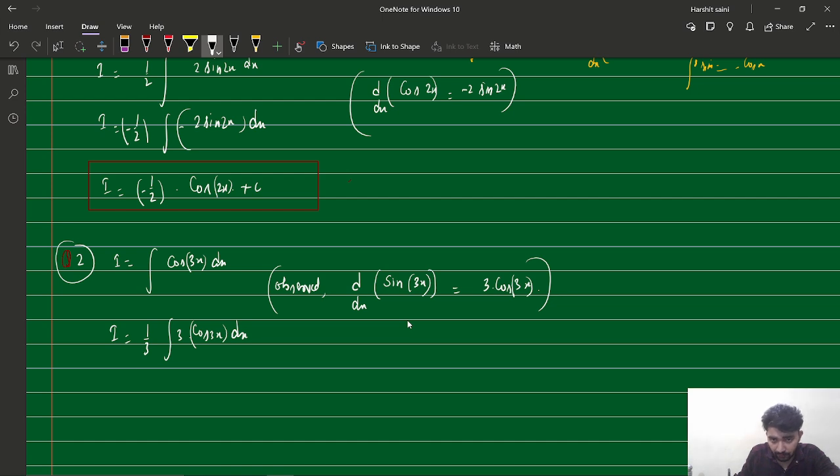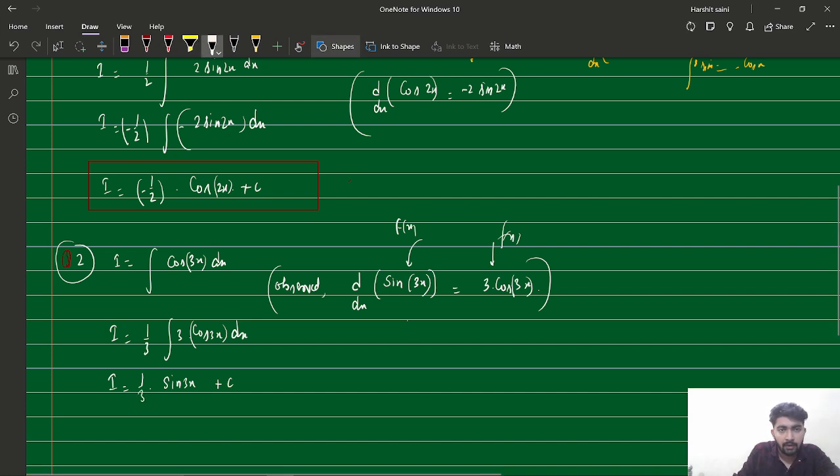This is your small f, and this is your capital F. By differentiating capital F, we get small f. Hence, when we integrate small f, we get capital F(x). So what we'll get is I equal to 1 by 3 sin 3x, plus c. Plus c for some reason.